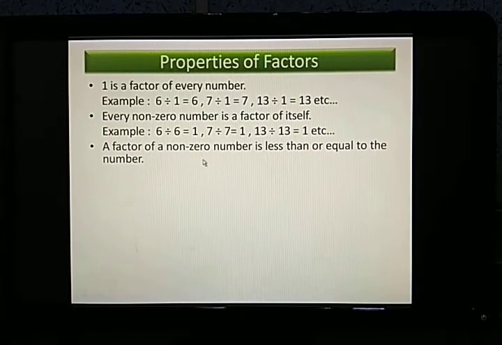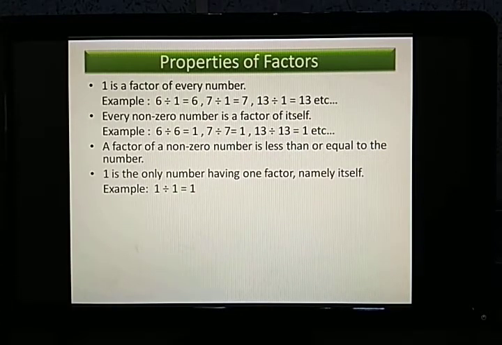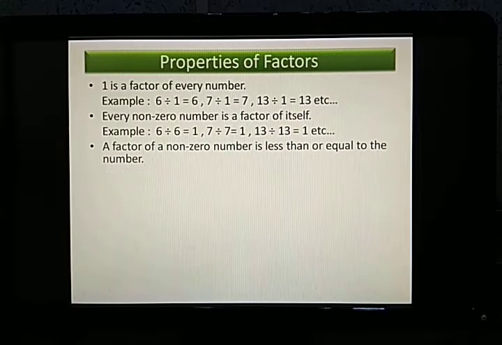Next property, a factor of a non-zero number is less than or equal to that number. Yes, any number you take. An example you can see here. In the last slide we have seen the factors of 4 are 1, 2 and 4. So if you see carefully, the numbers 1 and 2 are less than 4, and the other factor, 4, is equal to 4. So any number if we take, the factors will always be either less than or equal to that number, not greater than that number.